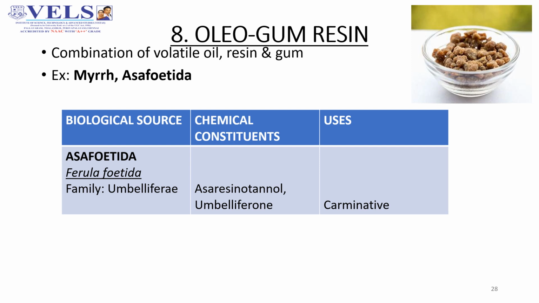So I have included in this chapter a few chemical constituents. We have to study them in detail in another unit, last unit 5. Then uses are carminative. So that's all about organized and unorganized drugs. It's a concise topic based on your PCI syllabus. Thank you.